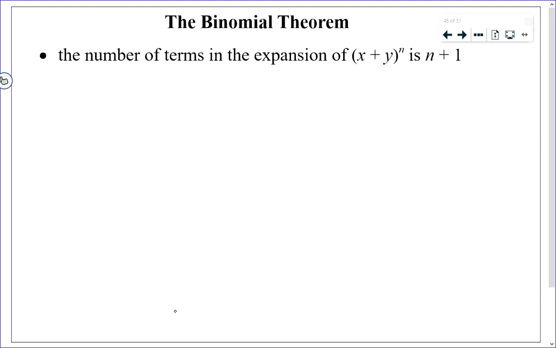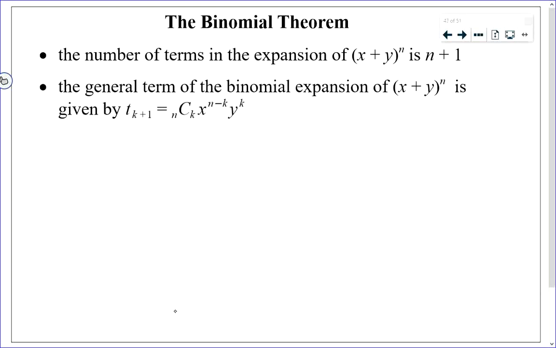The binomial theorem is used to expand x plus y to the n, but the number of terms in that expansion is always 1 more than n. That is sometimes a useful thing to know. The general term of the binomial expansion of that x plus y to the n is T(k+1) equals n choose k times x to the n minus k times y to the k.